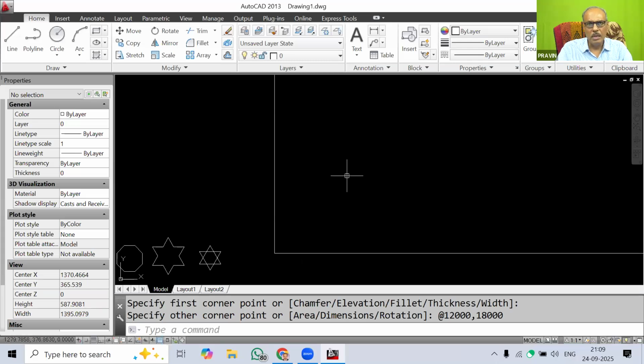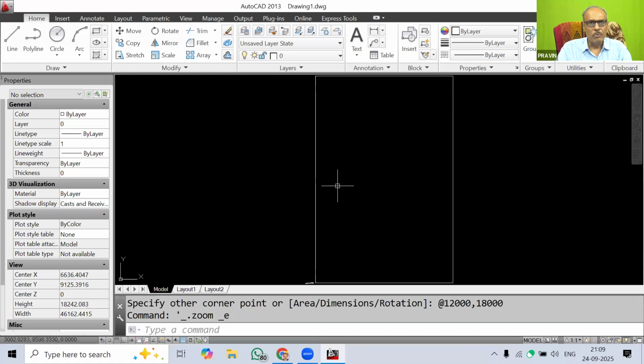We have to double click the middle mouse button. जो माउस का व्हील होता है उसको डबल क्लिक करेंगे हम लोग, and that you can just see that that will be a zoom extend command. The name of that command is zoom extend command.